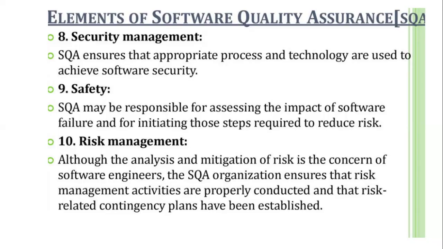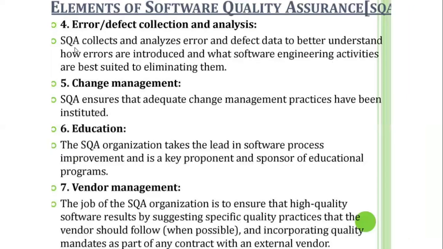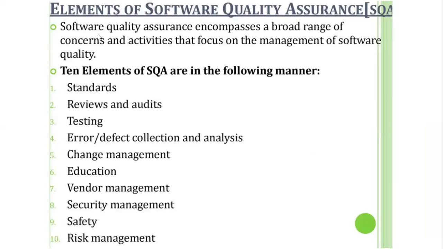Although the analysis and mitigation of risk is the concern of the software engineers, the software quality organization ensures that risk management activities are properly conducted and that risk-related contingency plans have been established. Okay, these are the main 10 elements of software quality assurance.